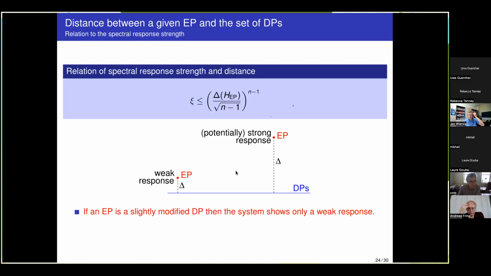Yeah, this is an important consequence. I will come to an example in a second. Another consequence is, if you take an exceptional point and vary the parameters of your system and approach a diabolic point, that means the distance approaches zero. And this inequality tells you the spectral response strength must also be zero. So in this sense, a diabolic point is an exceptional point with zero response strength.